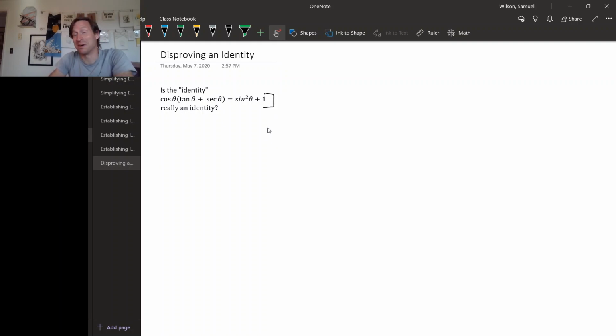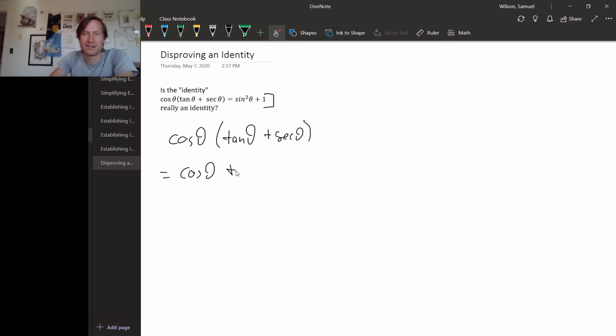So here's an equation that might be an identity. Maybe it is, maybe it isn't. One thing you might do is just try to prove it, pretend like it is a genuine identity, and see what you can do to verify it. So you might start with the side on the left, cosine theta times tangent theta plus secant theta, and maybe distribute. So cosine theta times tangent theta plus cosine theta times secant theta. And then you might write everything in terms of sines and cosines.